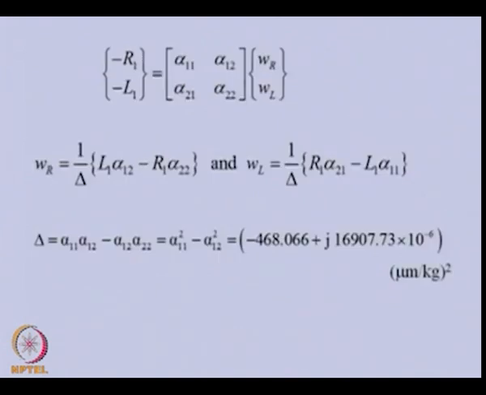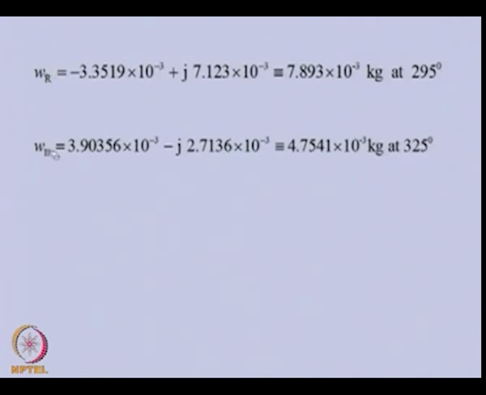Once we obtain the influence coefficients, we know how the correction masses are related to the influence coefficients and the residual unbalance information. So, we can substitute in this expression and this expression to get WR and WL, where this is the determinant. If we substitute these influence coefficients, we'll get this complex quantity, basically this within the bracket. We can solve for WR and WL.